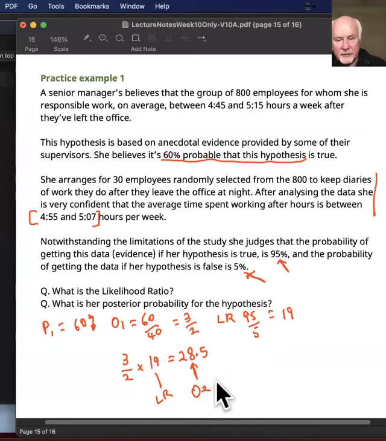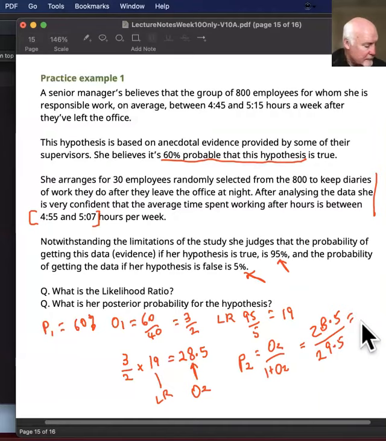And what we can then do is convert that back to probability. So P2 is going to be equal to the odds over 1 plus the odds, which is going to be equal to 28.5 over 29.5. Which, what is that? That should be about 97%. Okay.